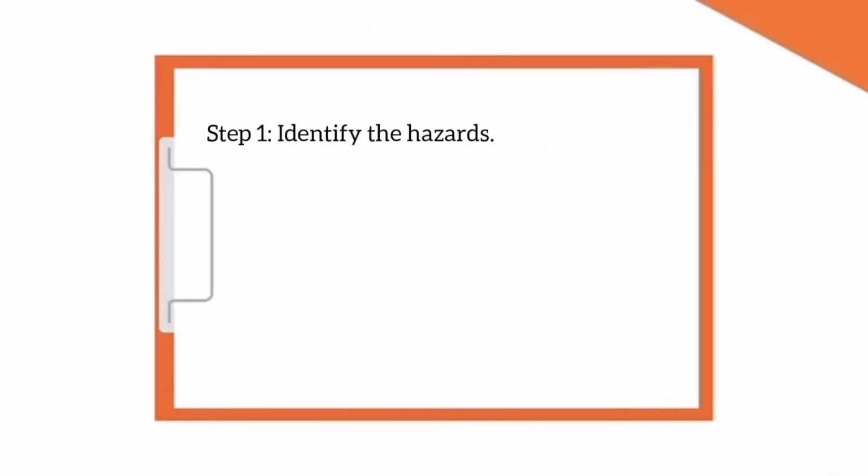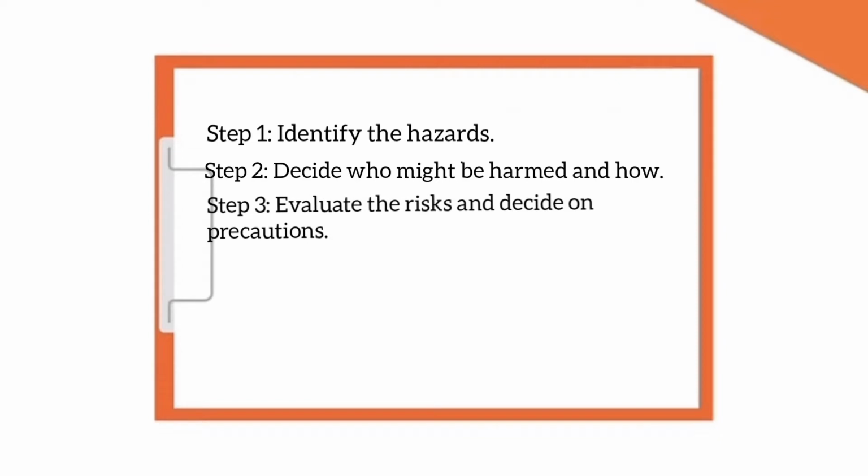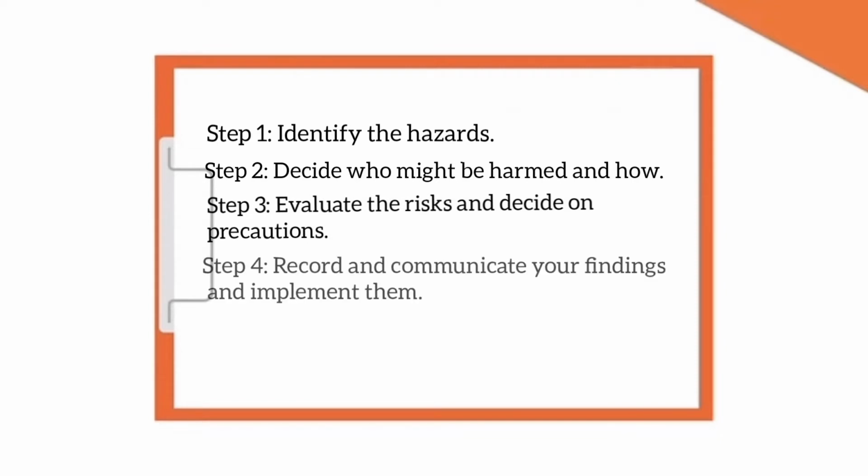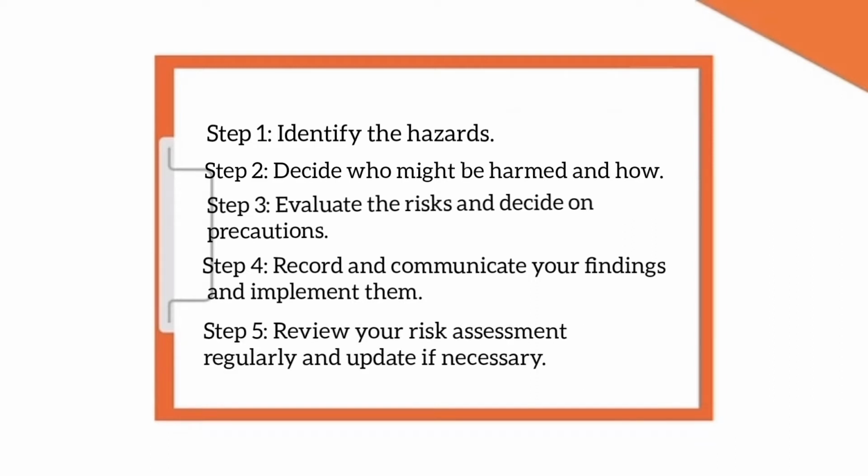The first step is to identify the hazards. The second step is to decide who might be harmed and how. Third step is to evaluate the risk and decide on precautions. Fourth step is to record and communicate your findings and then implement them. And the last step is to review your risk assessment regularly and update if necessary.